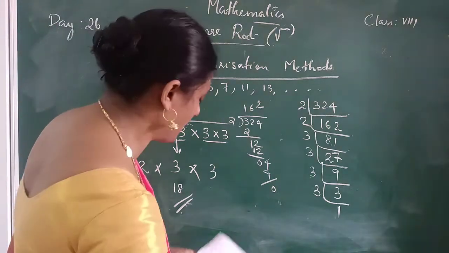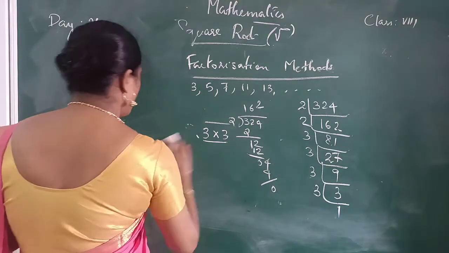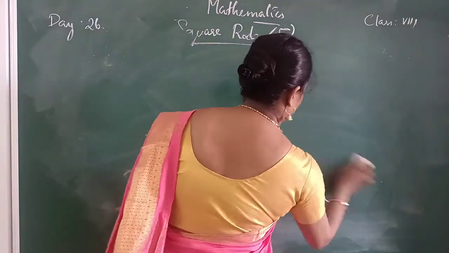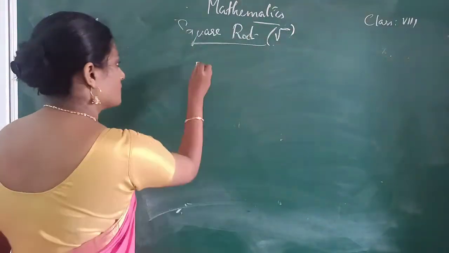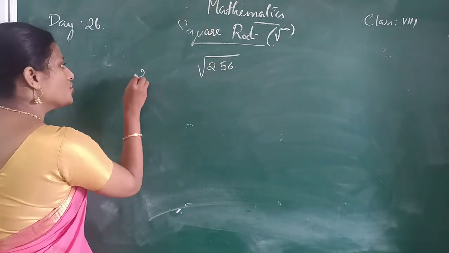Next, one more question I will show you. Find the square root of 256. Square root of 256. Same method.